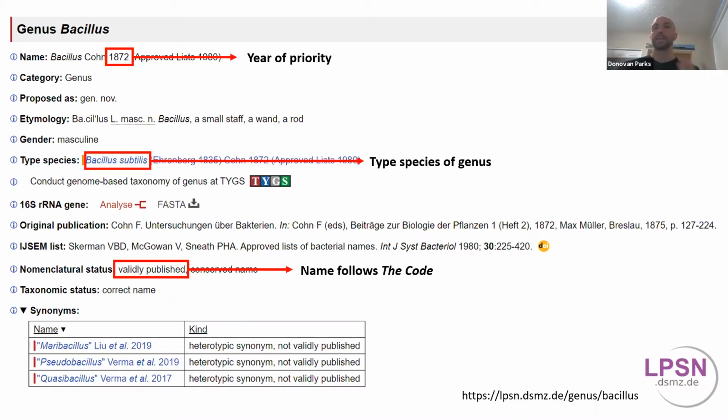In particular, it contains the year of priority, which you're going to need to know. It indicates that the type species of the genus Bacillus is Bacillus subtilis. And it also indicates that this name is validly published. There is a process you need to go through to get names validly published, which I'll explain in a bit. But there are entries at LPSN where things are only effectively published, or they're Candidatus names, and those don't actually have any sort of priority when it comes to determining the final names of taxa.